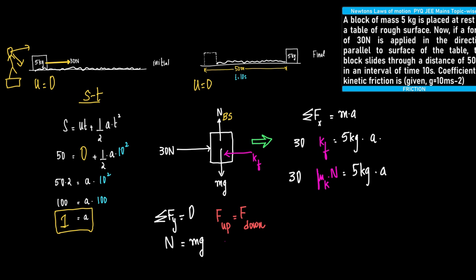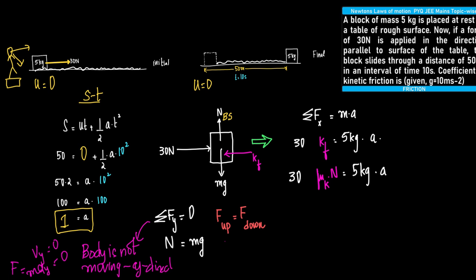Now, if we apply the equilibrium condition, what is sigma Fy? Sigma Fy is equal to 0, because the body is not moving along which direction? The body is not moving along the y direction. If the body is not moving along the y direction, therefore the velocity Vy is equal to 0, therefore ay is equal to 0, therefore m into ay is equal to 0, and therefore F is equal to m into ay is also equal to 0. Therefore sigma Fy is equal to 0.